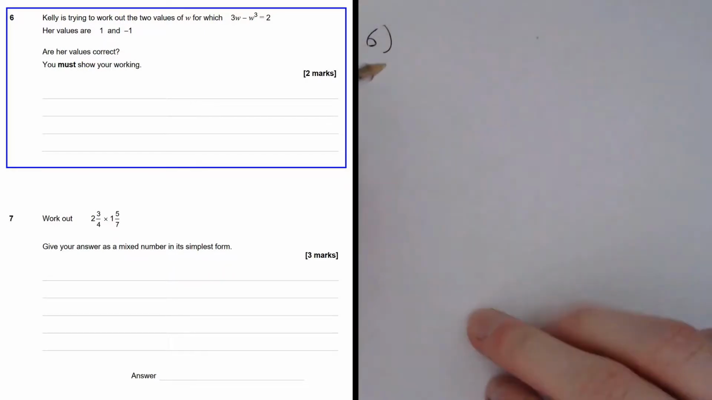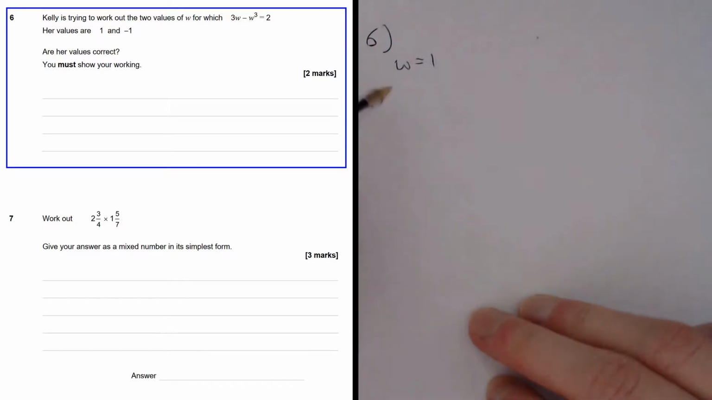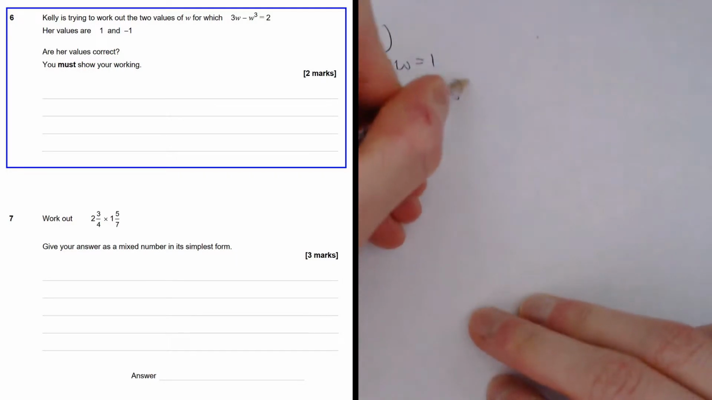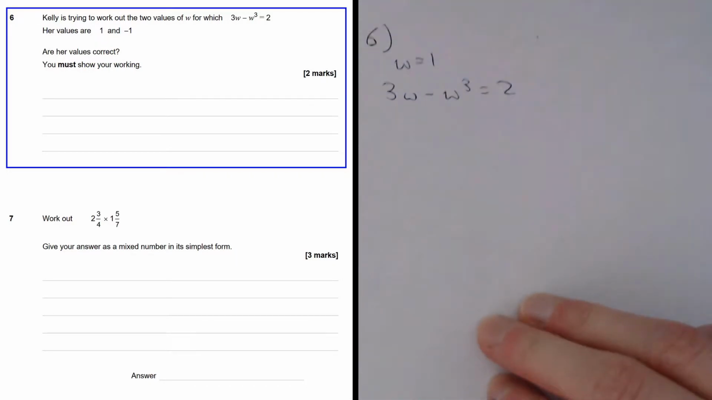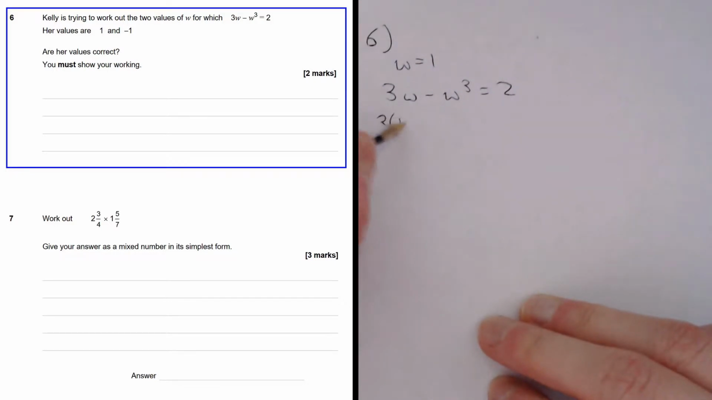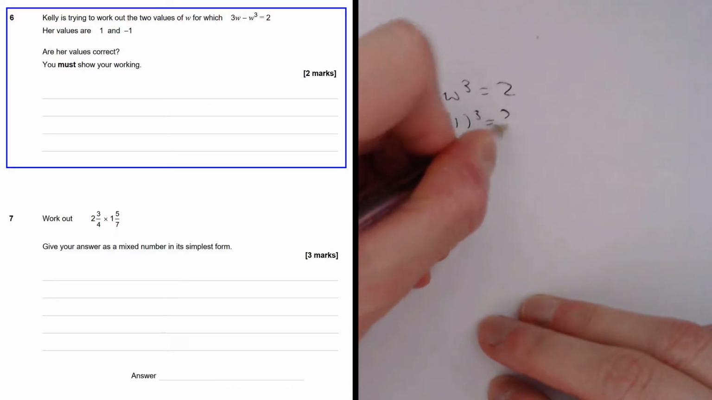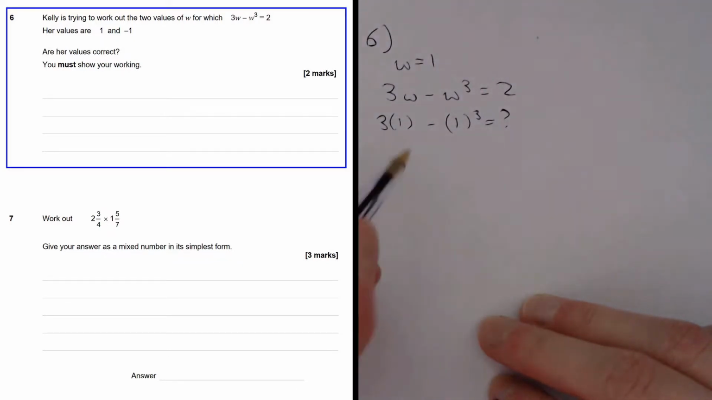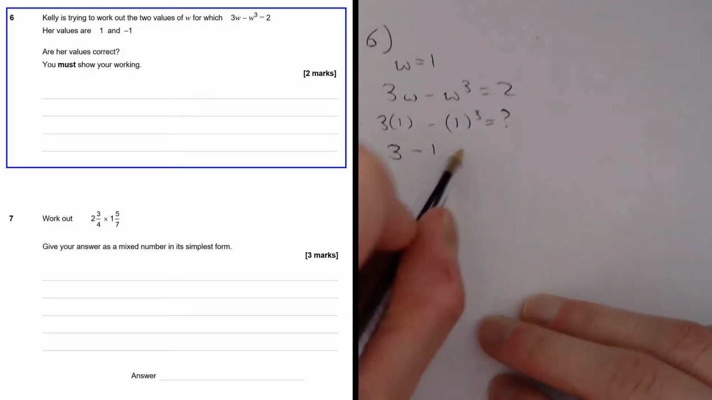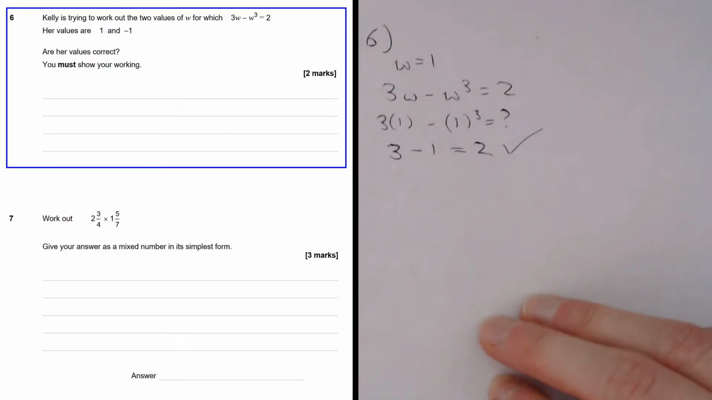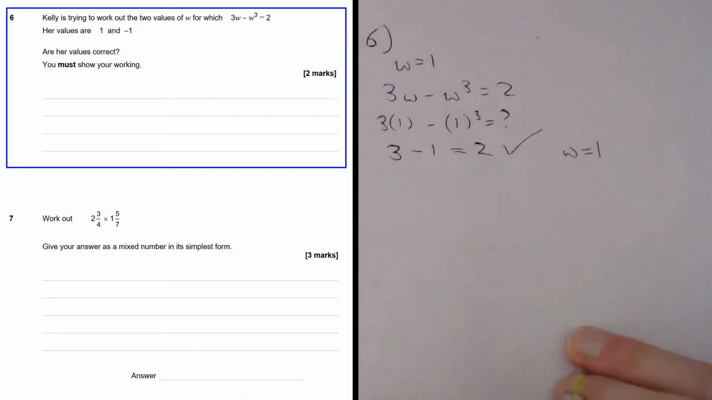So let's start with w equals 1, her first answer. And we need to put that into 3w minus w cubed equals 2. So substituting w as 1, we get 3 times 1 minus 1 cubed equals, and we're going to see if that equals 2. Well, 3 times 1 gives us 3. 1 cubed is 1, so we get 3 minus 1, which is 2. That's correct. So we know that w equals 1 is one solution.